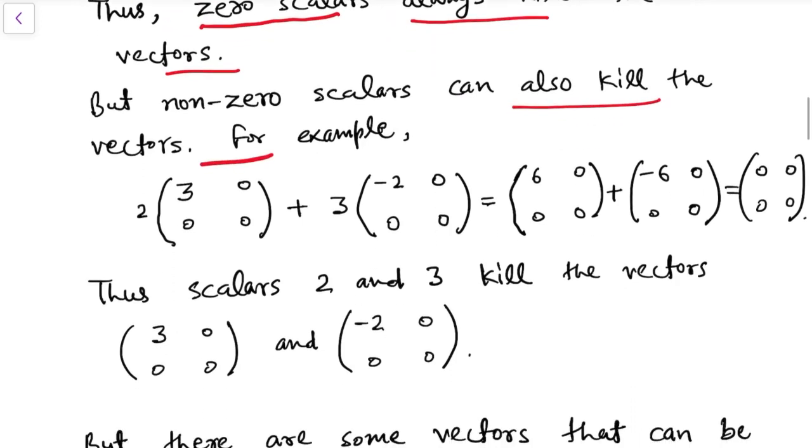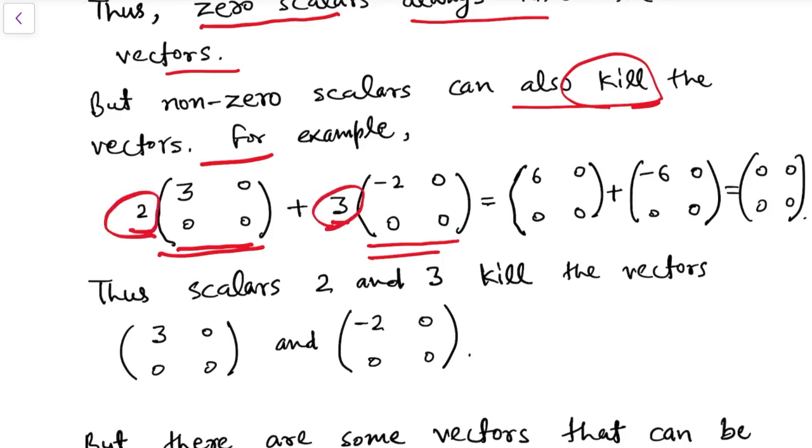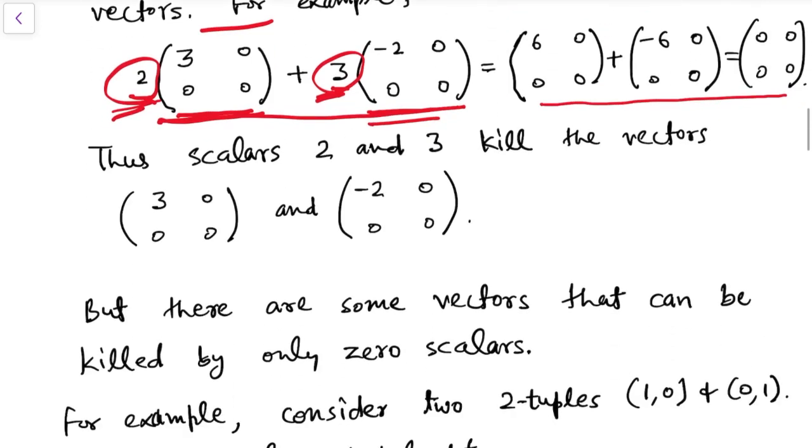For example, killing means just having the 0 vector. Consider these two matrices, 3000 and minus 20000. Now if we multiply this matrix with 2 and this matrix with 3, these are non-zero scalars, and if we take their linear combination, then we get that this is equal to 0 matrix. So non-zero scalars may also kill the vectors. So we say that these two scalars 2 and 3 are killing these two vectors.